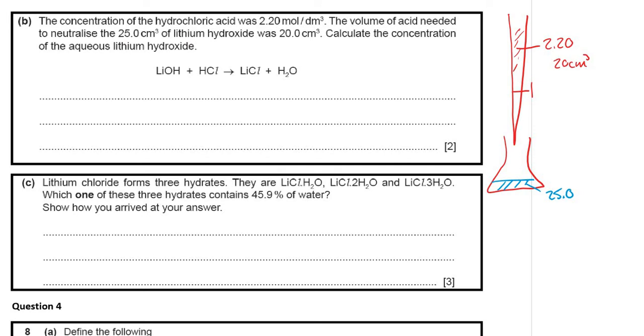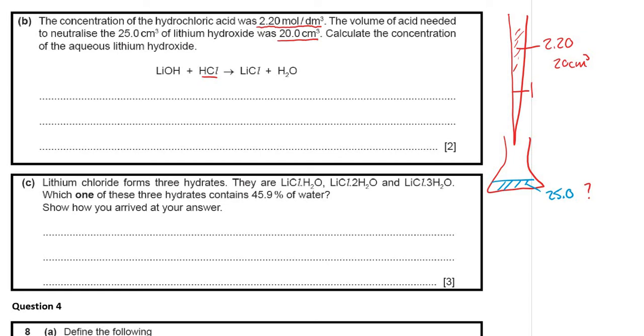We know that the lithium hydroxide, there's 25 mils of that, but we don't know the concentration of that. That's what we're going to calculate. So we can only start with the one we know the concentration of. So in an exam, I would underline the one we know the concentration of, which is the hydrochloric acid, and we know the volume of it. Now be careful here, this is where some students transpose the numbers. This is the volume of the acid, that's the volume of the alkali, 25 mils.